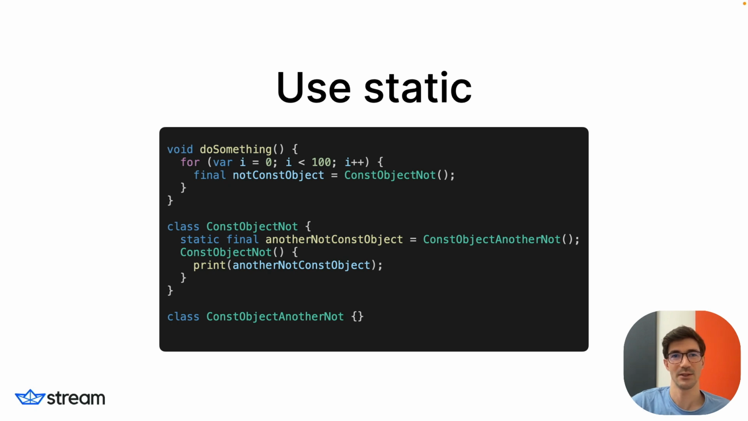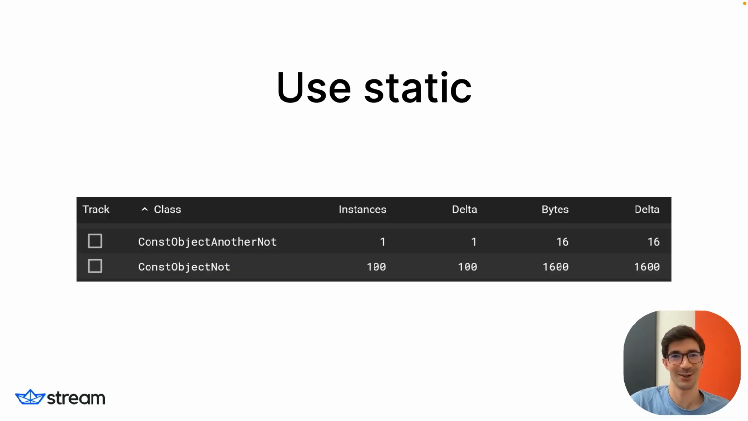When it makes sense, you can also use static for non-constant objects. This is for when the class can't be constant, but you only need a single instance between all of your projects, for example. Both of these classes are not constants, and we create 100 instances of the const object not class. Inside that class, we create a static final of const object another not, and inside the constructor, we print that static object. This will create 100 const object not instances, but only a single const object another not. I'm sorry about the naming.